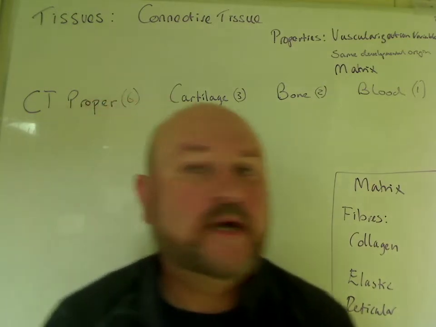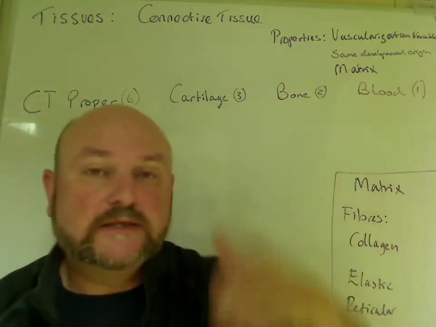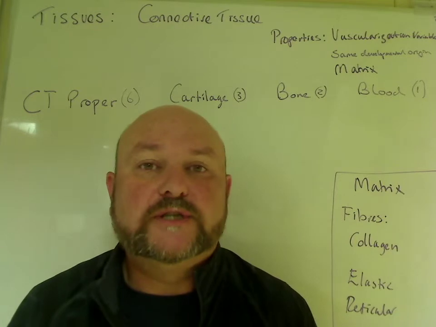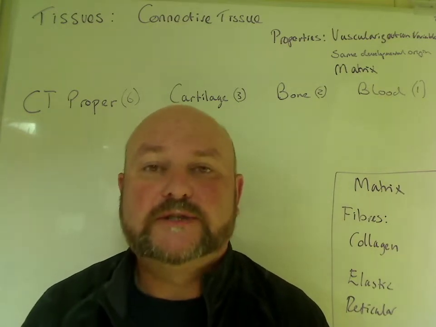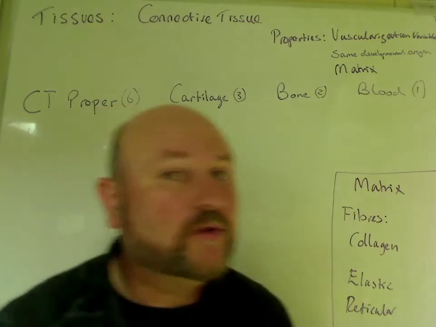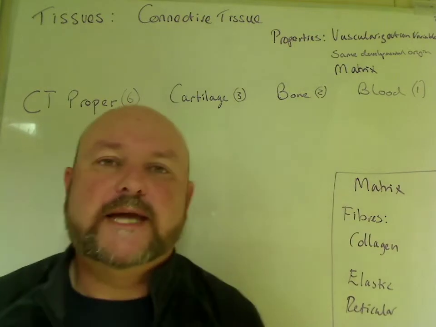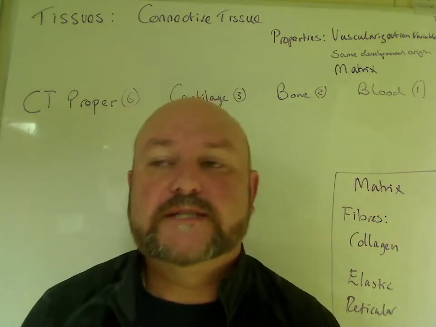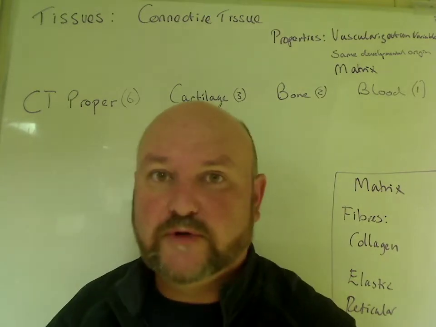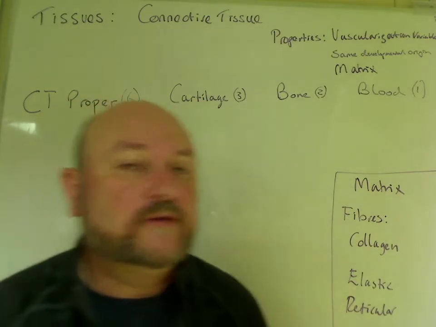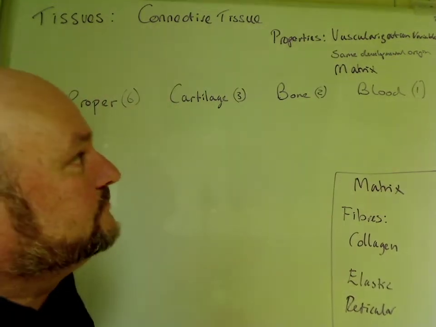Well, it's because they come from the same developmental origin, meaning that embryologically they actually come from the same cell types, and so they have a lot in common, even though the cartilage, the bone, and the blood don't technically connect things in the sense of, if you had a rope, you tie it on one side, you tie it on the other, and now you've got a connection. However, they come from the same developmental origin, so they stay within the connective tissues.